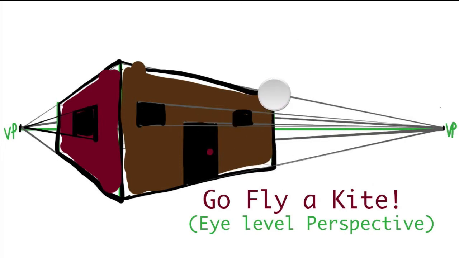It could pass through any part of the building, as long as it was not either completely below or completely above. So if the horizon line passes through what we're drawing with perspective, we end up with eye level perspective.